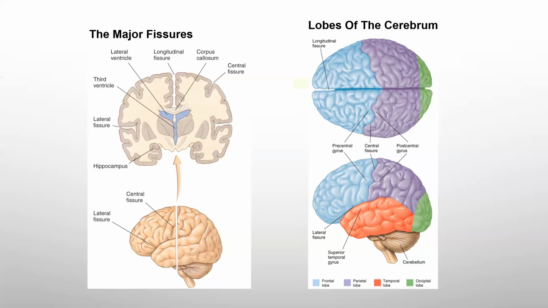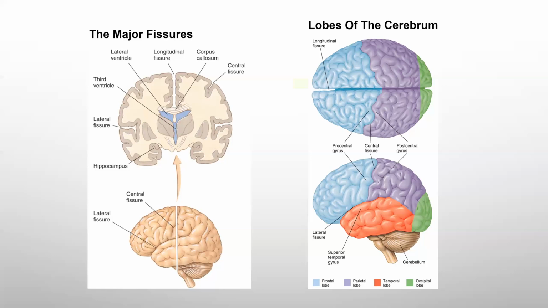Okay. And then you have your gyri. You have the precentral gyrus, and that makes sense. Pre is before. So precentral gyrus is before the central fissure. And the post-central gyrus is going to be after the central fissure. Remember, post-central gyrus, somatosensory cortex, pre-central gyrus, motor cortex.